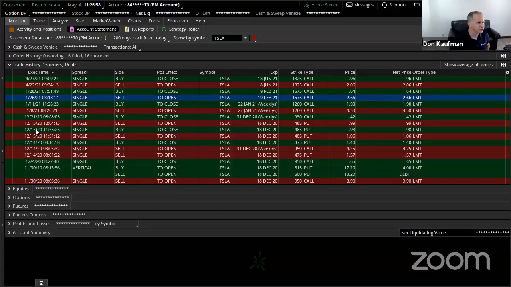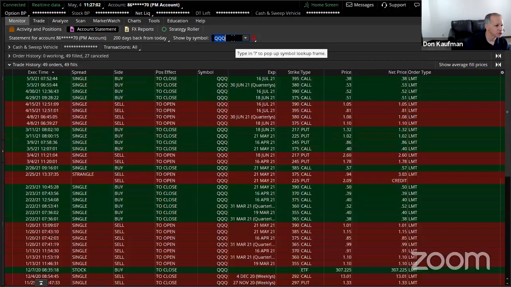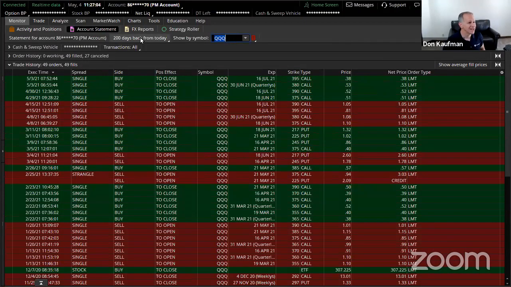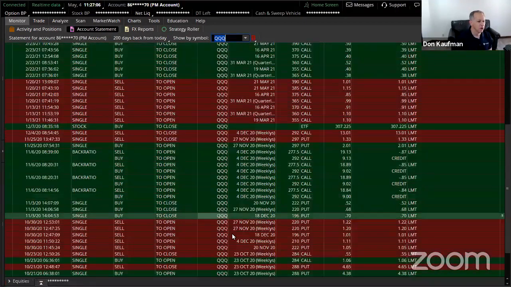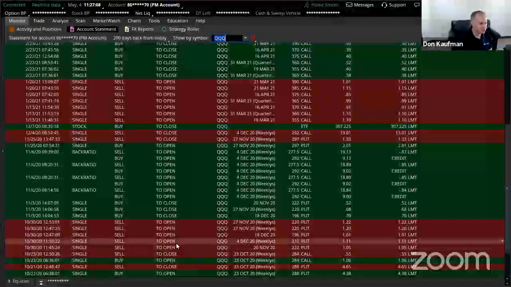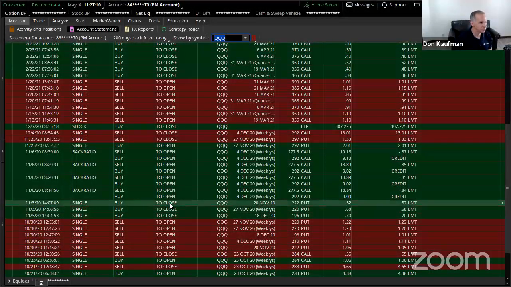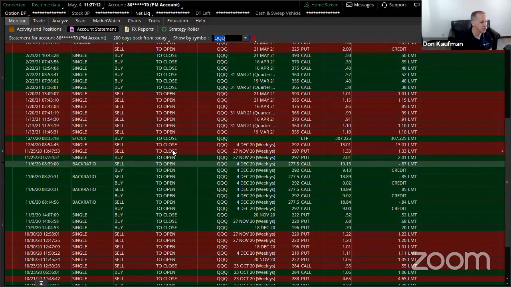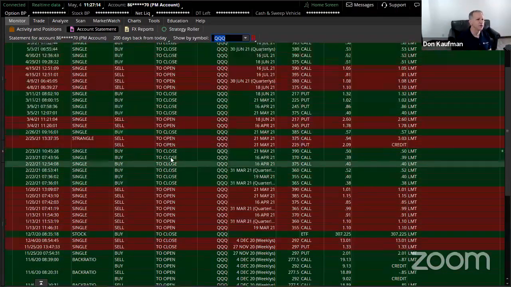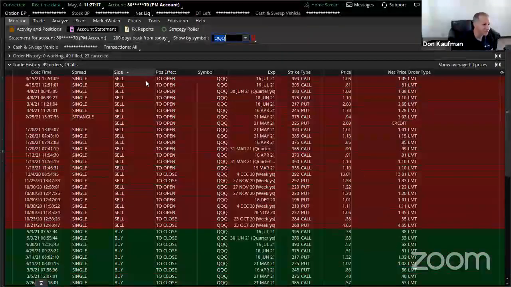And again, if you're looking at the QQQ, yeah, I'm active inside of the Qs. Just to show you, there's everything I've done over the last 200 days inside of the QQQ. Open, closed, open, closed. Look, to open, to open, to close, to close. Every single position is in here leading up to literally yesterday.